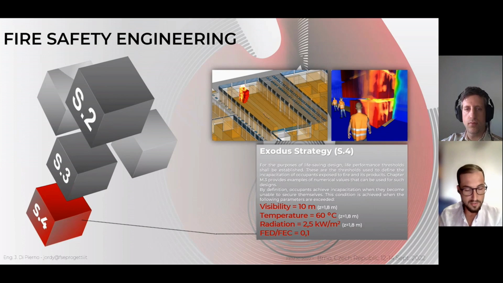1.8 meter from ground, radiations 2.5 kilowatts per square meters at Z, 1.8 meters from ground, FED and FEC 0.1. The total time the building satisfies these 4 thresholds defines the ASET, which needs to be compared with the required safe escape time.